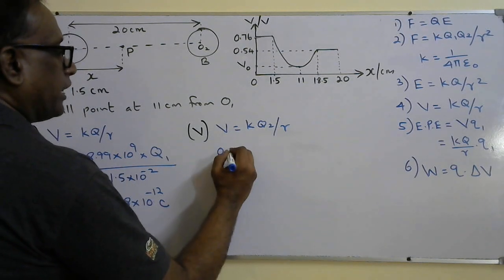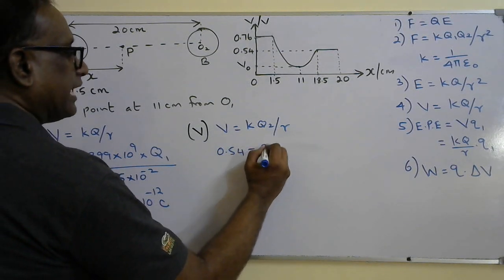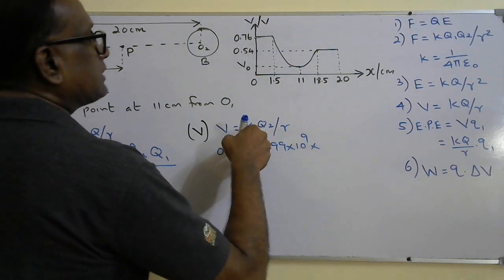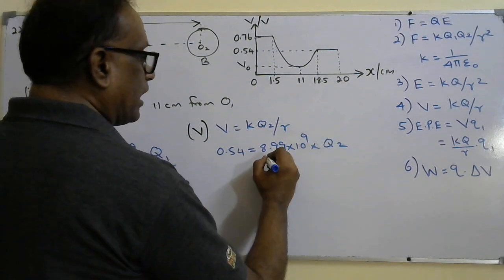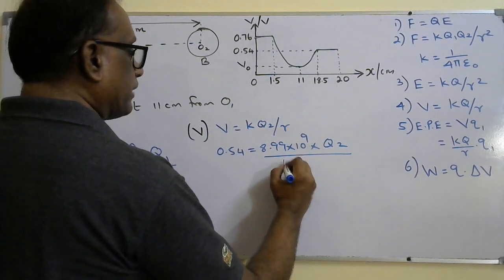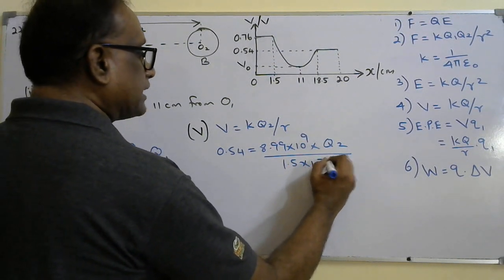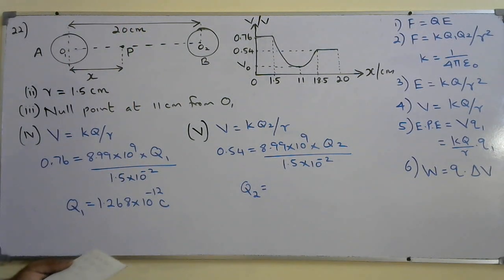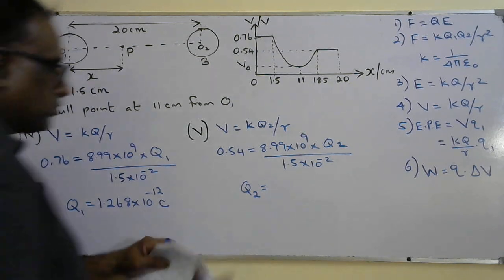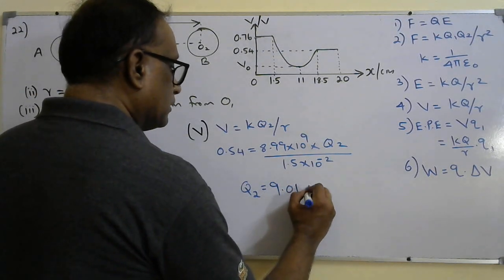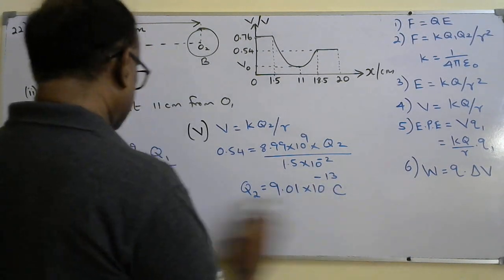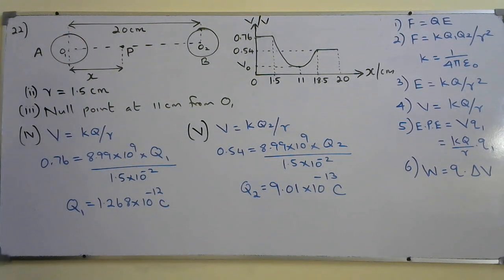So that is 0.54 equals 8.99 times 10 to the power 9, the charge Q2 I need to find, over R, the radius of the sphere, also 1.5 times 10 to the power minus 2. So Q2 will be equal to 9.01 times 10 to the power minus 13 Coulomb. Check the answers are correct.